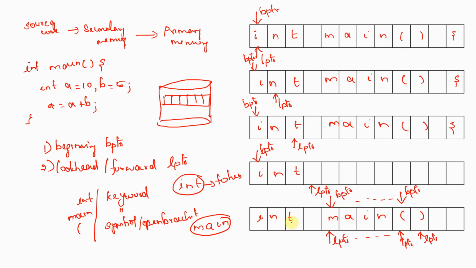This is how it happens, and the main limitation here is that while reading one character from the block we need one system call. So if our source code has some 10,000 characters, we need to make 10,000 system calls. To avoid this complexity, we have the concept of input buffering.